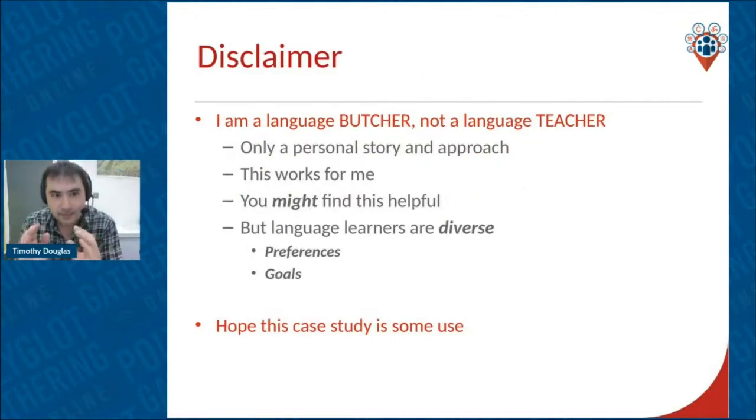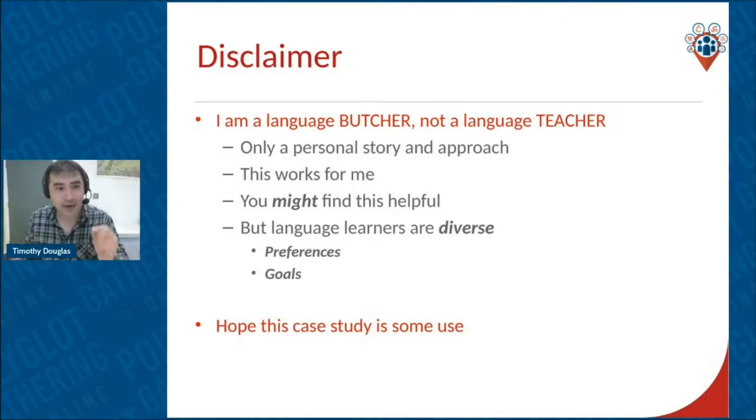Today's disclaimer: I am a language learner, or rather on Twitter, I'm a language butcher. I am not a language coach or language teacher. So this is just my own personal story. It's just my own approach, which works for me personally. I don't want to claim that it is going to help anybody else.